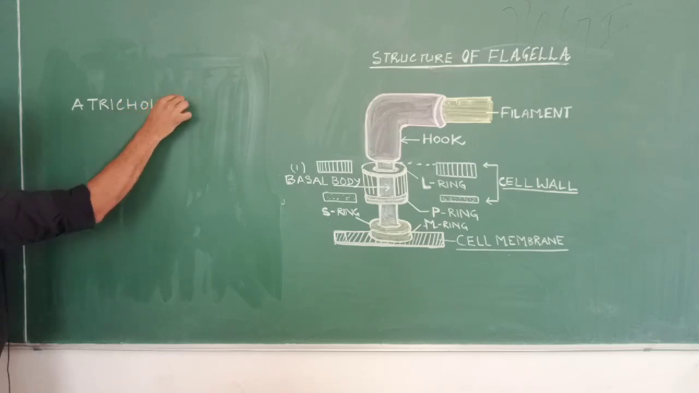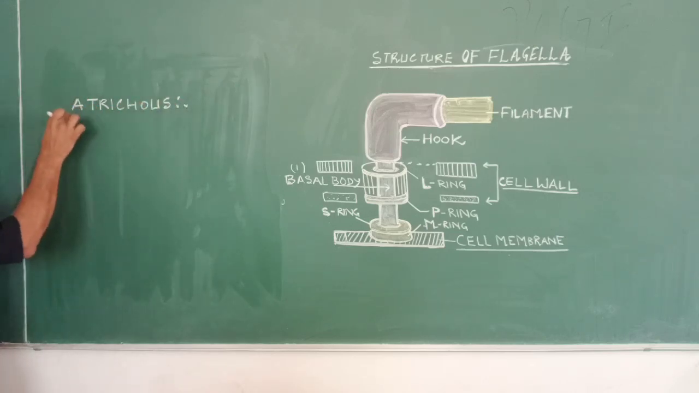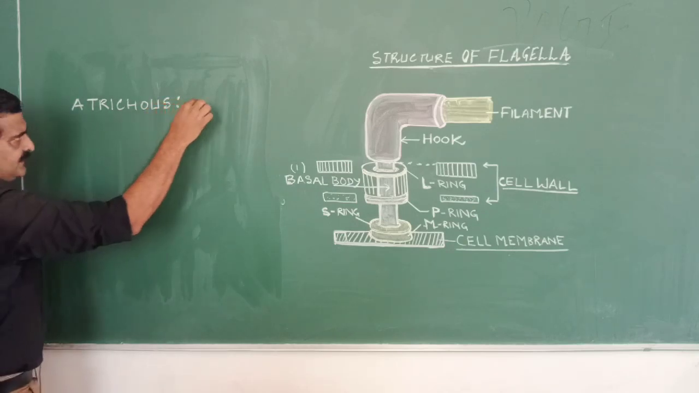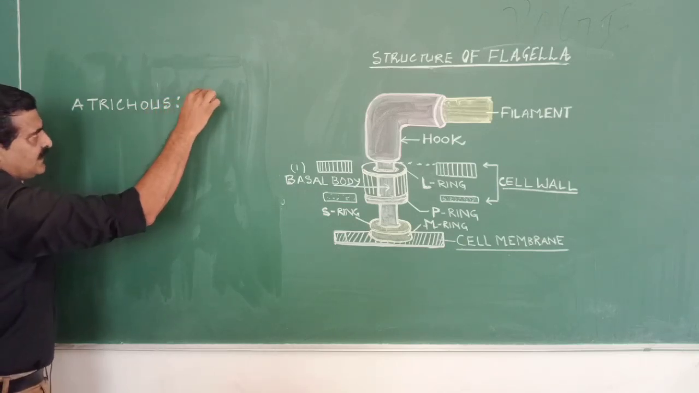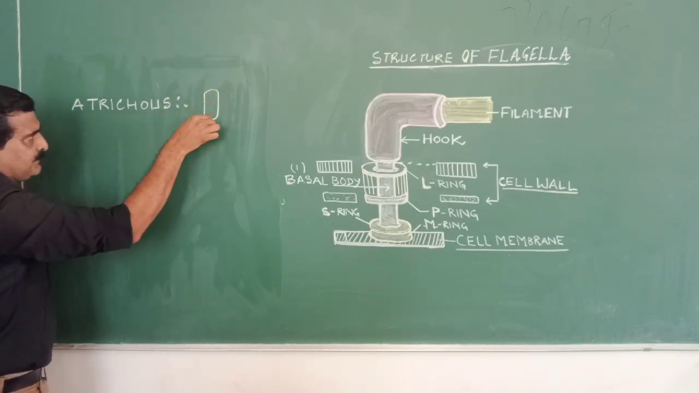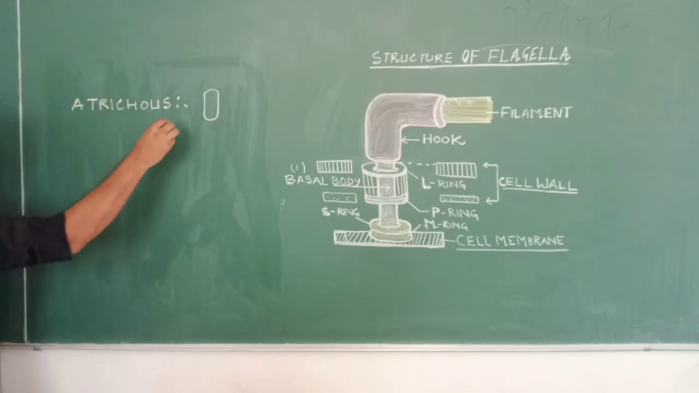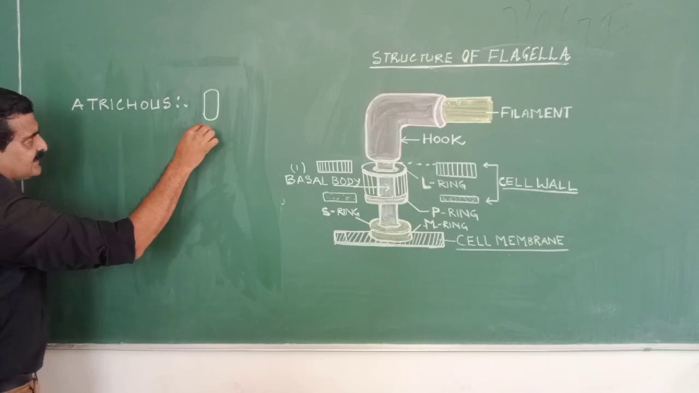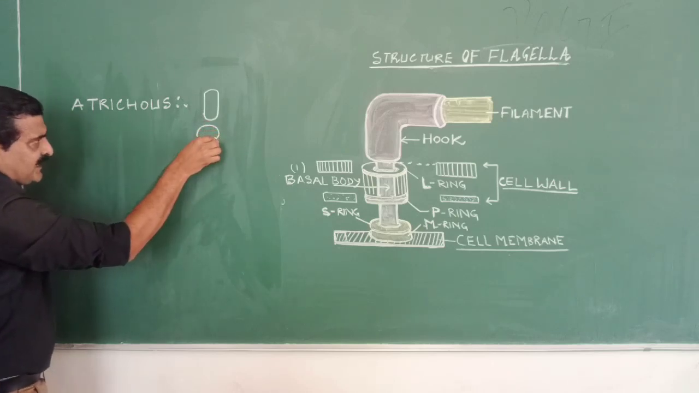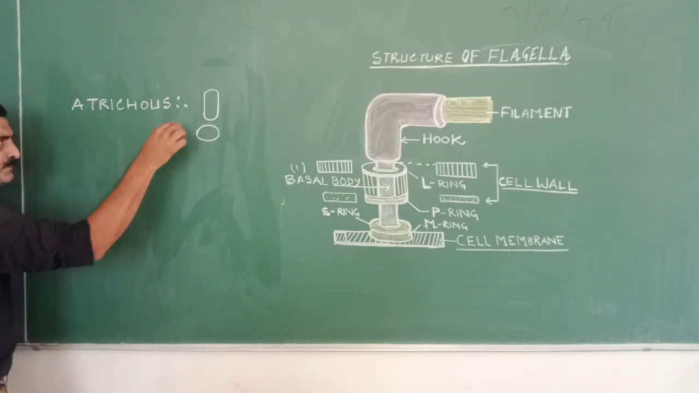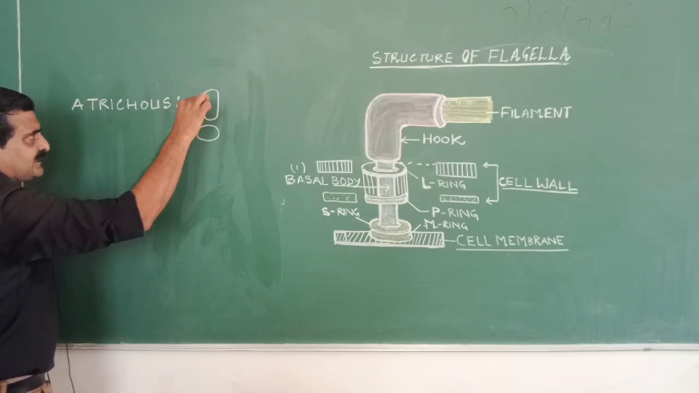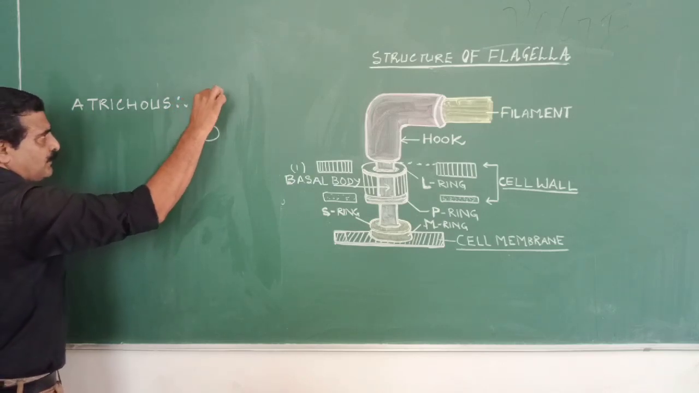As the name indicates, in biology, A means absent, atrichous. You just draw a simple diagram like this. Clear? Or you can say like this. This is a spherical bacterium, meaning the coccus form. This is a rod shaped bacterium, meaning the bacillus form.